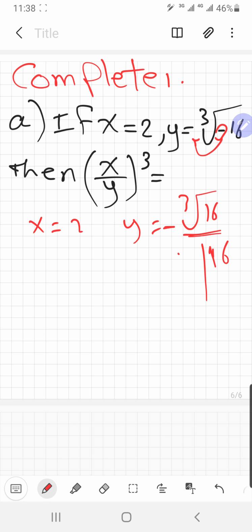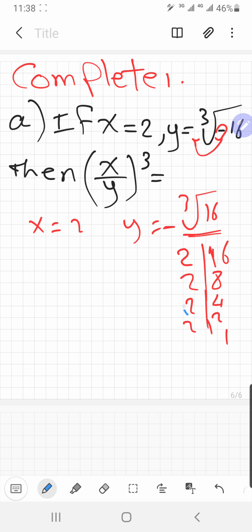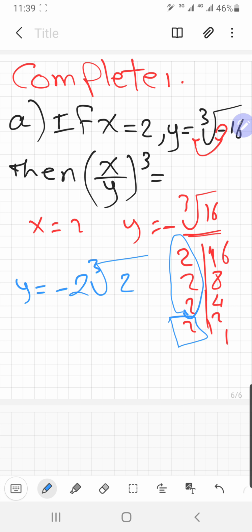So 16 divided by 2 equals exactly 8. 8 divided by 2 is 4, 2, 2, then 1. Okay, I take the number how many times? Yes, I heard you. Take the number 3 times. So y equals negative, just only 1 two, and here this is 2, cubic root 2.